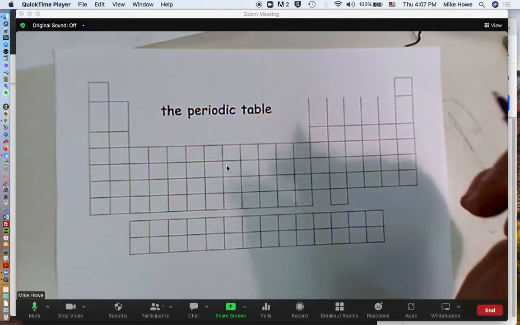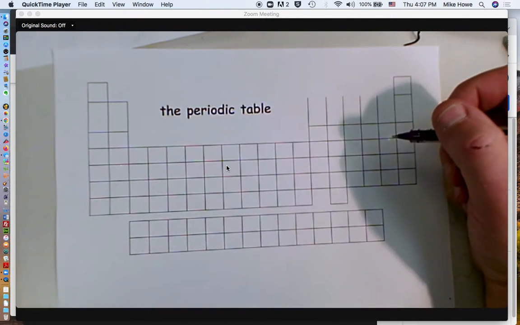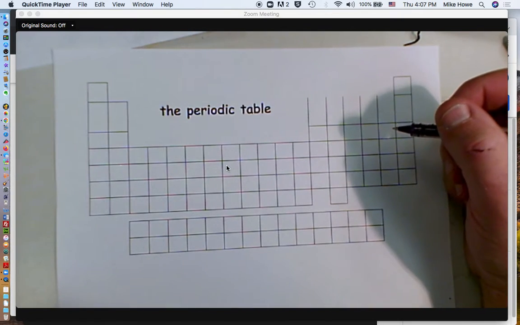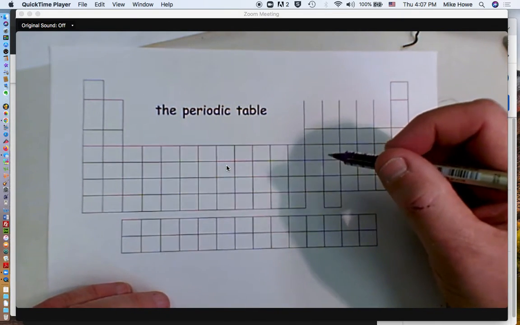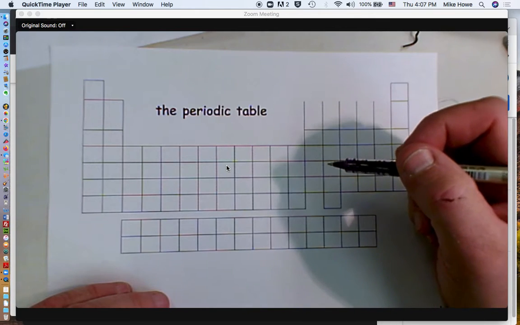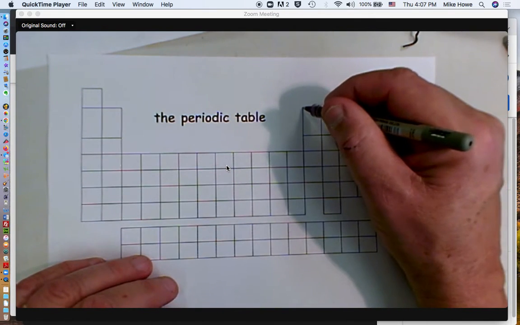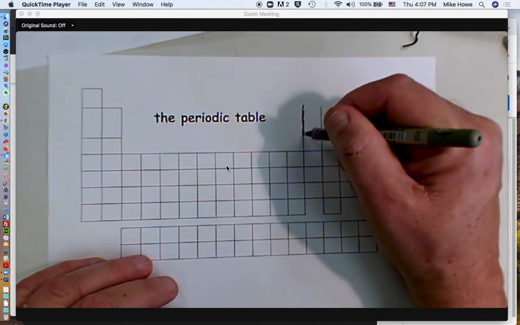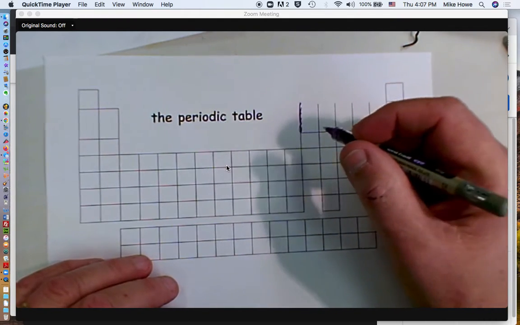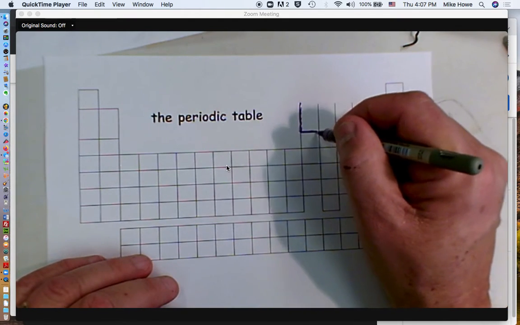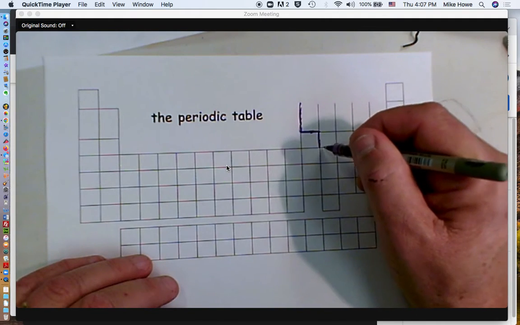So this is an overview of the periodic table. It's mostly about vocabulary. You've been given a blank one, and as I write these things down, I'd like for you to fill in the blank table so that you have it to use for your notes. Then there are a couple of activities in Google Classroom to support the information that I share here.